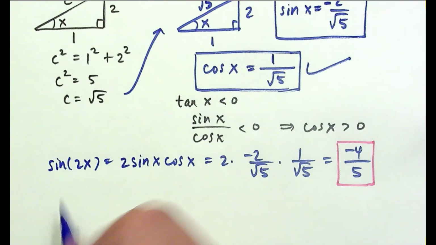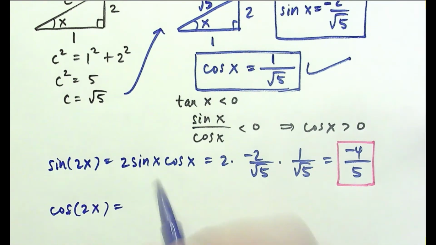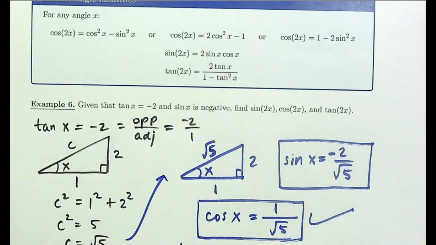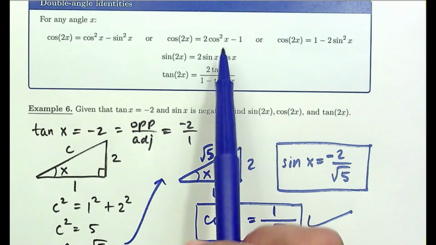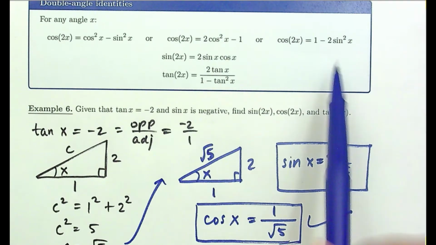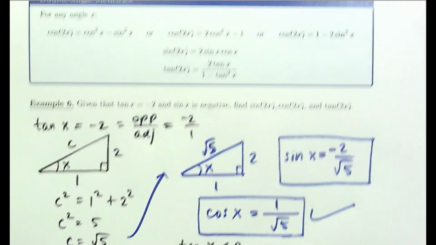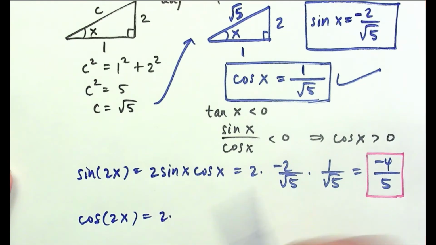Now, cosine of 2x. For this one, we have 3 formulas, and we can use whatever we want, because we actually have both. We know what cosine of x is, so we can use that. We know what sine of x is, so we can use that. And since we know both, we can also use that. I'm just going to use this one, the middle one. But again, you could use any of the three.